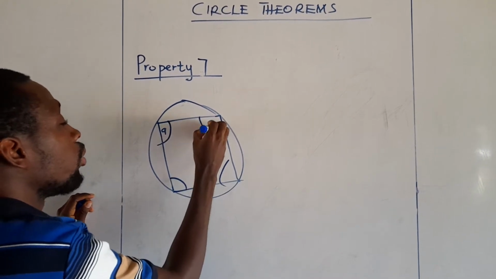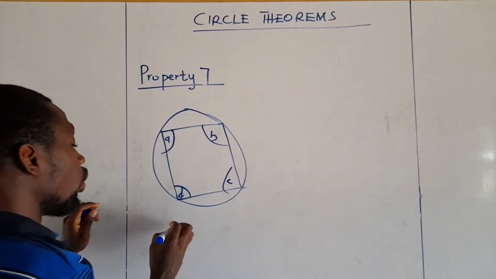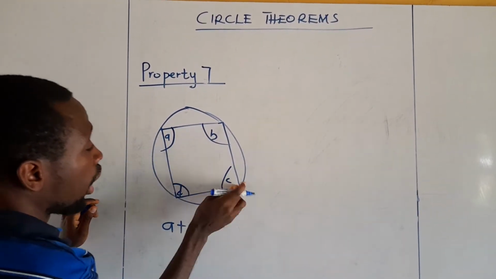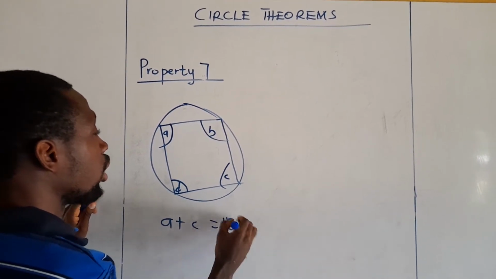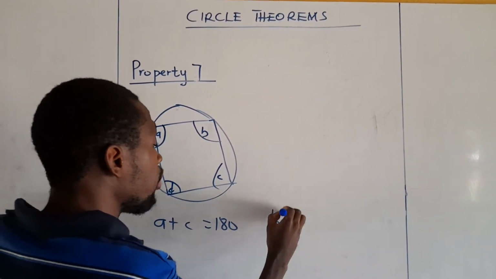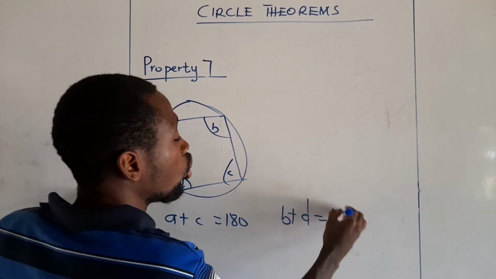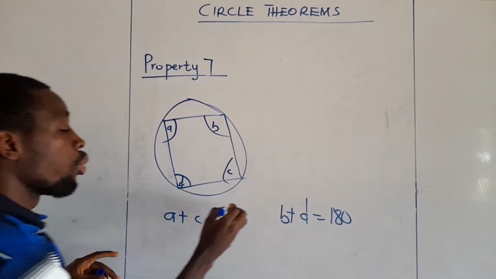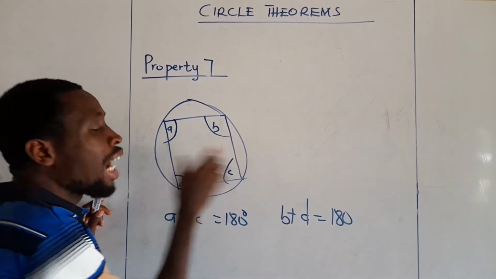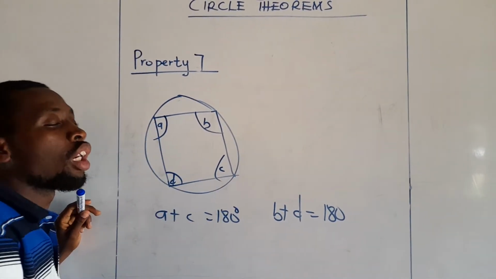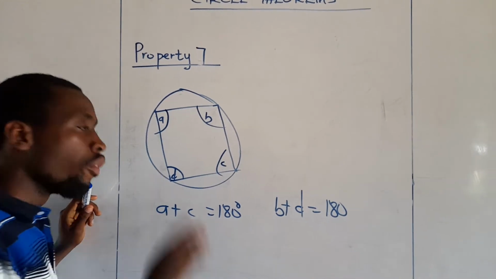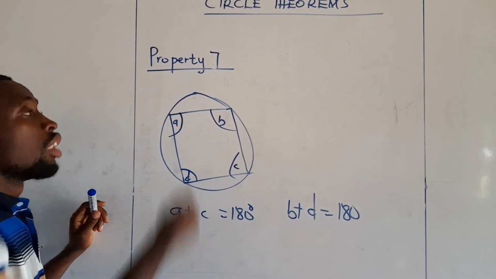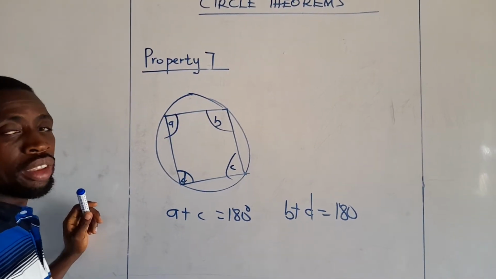So let's say this is A, B, C, D. Then we say A plus C is equal to 180 degrees, and B plus D is also equal to 180 degrees. I hope you get that. So the opposite angles of a cyclic quadrilateral sum up to 180 degrees. Very, very necessary. Let's look at the 8th property.